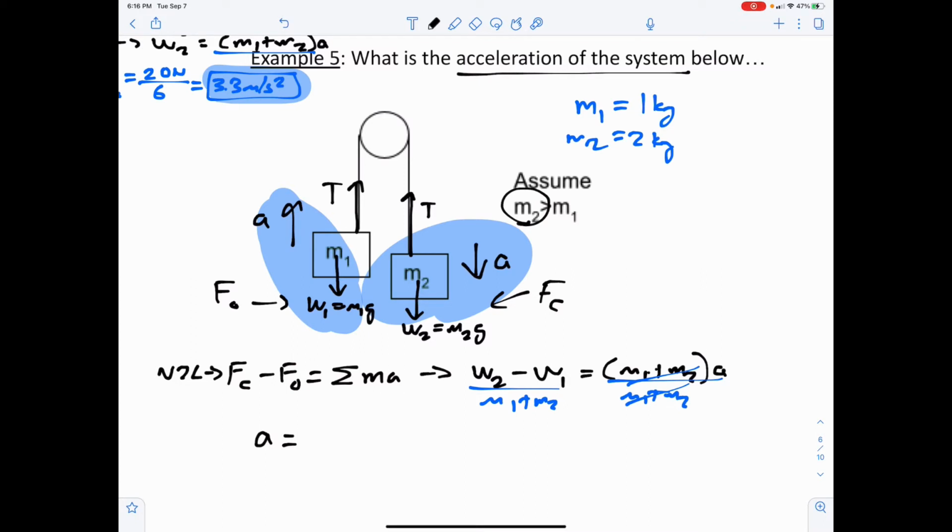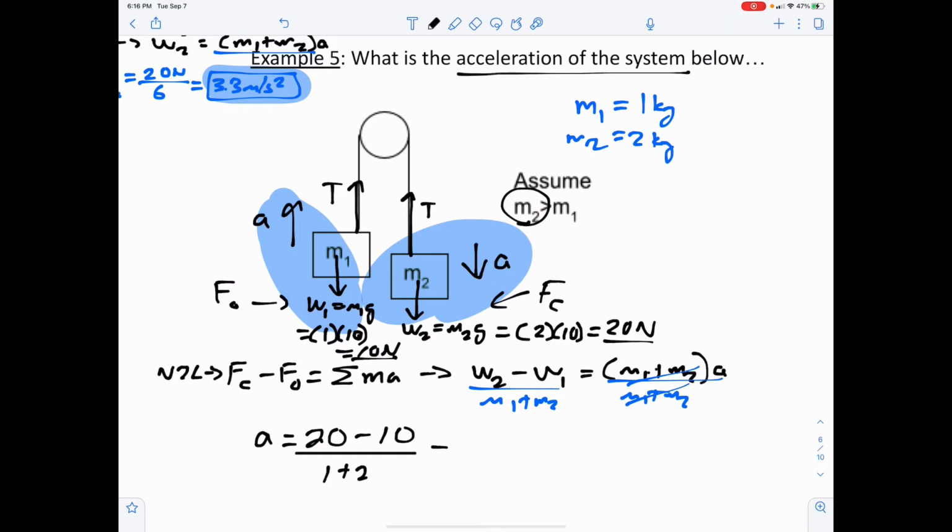And then at this point, we can just go ahead and plug in. Weight 2 is going to be, well, we didn't calculate yet, did we? Okay, so weight 2 is going to be mass 2, which is 2 kilograms times 10, or 20 newtons. Weight 1 is going to be 1 kilogram times 10, or 10 newtons. So we're going to go 20 newtons minus 10 newtons all over the sum of the masses, which would be 1 plus 2, or 3. So 10 newtons divided by 3 is also about 3 1/3 meters per second squared.